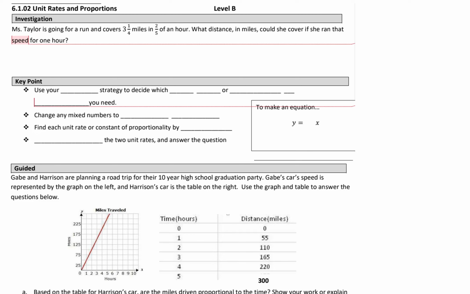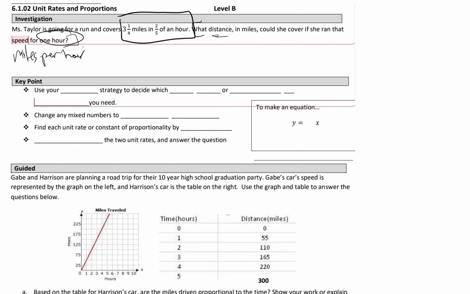So our investigation says Ms. Taylor is going for a run and covers 3 and 1/4 miles in 2/5 of an hour. What distance in miles does she cover if she ran that speed for 1 hour? So I have my annotations here. I have the rate that I'm given, and I know I'm trying to find distance in 1 hour. So I'm going for miles per hour.